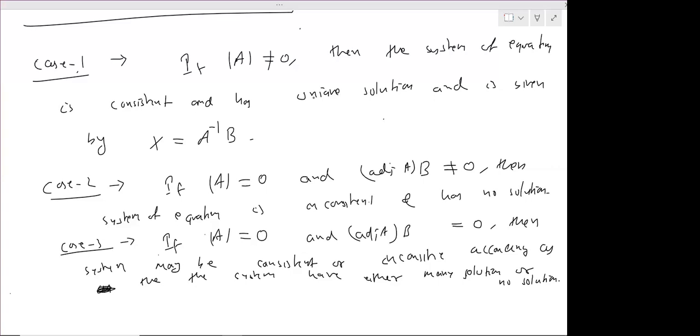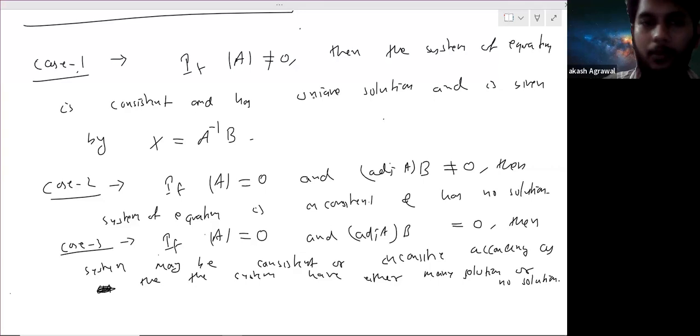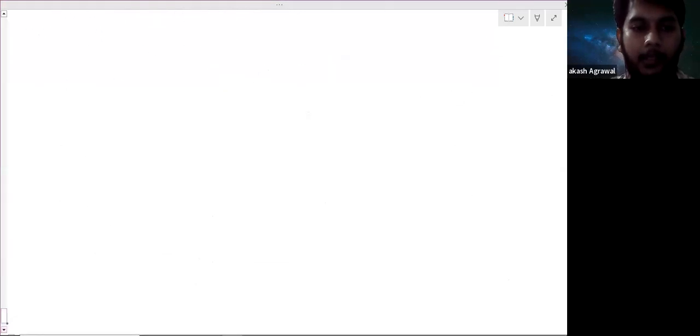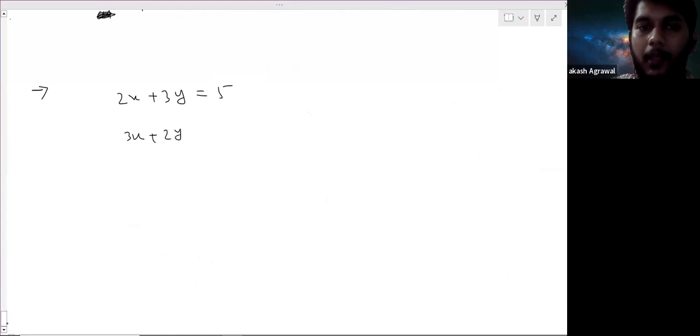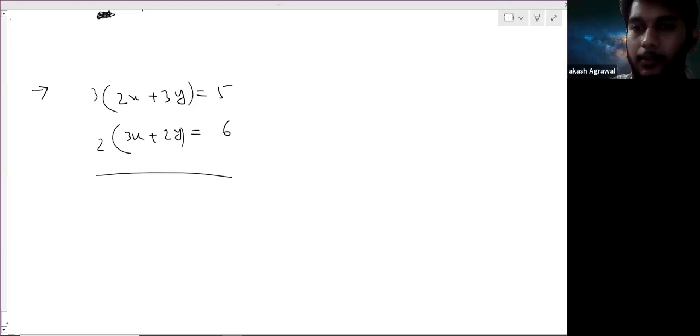Done, everyone? Yes, sir. Your theory might seem boring, but this topic is not so boring. You have studied these things in childhood. If I write 2x plus 3y equals 5 and 3x plus 2y equals 6, and I tell you to find the solution to these equations, we have solved this, right? You multiply this by 2 and this by 3, cancel x, then calculate the terms. Yes or no?